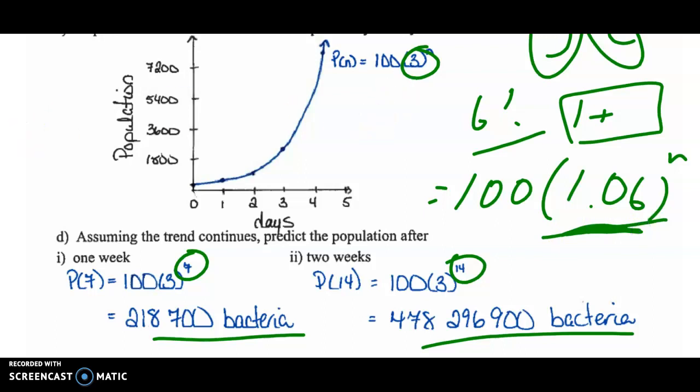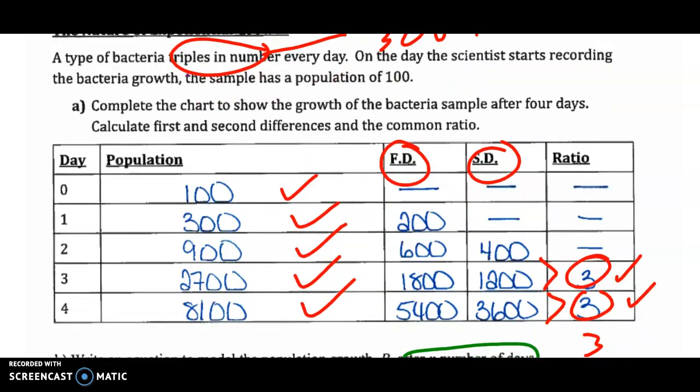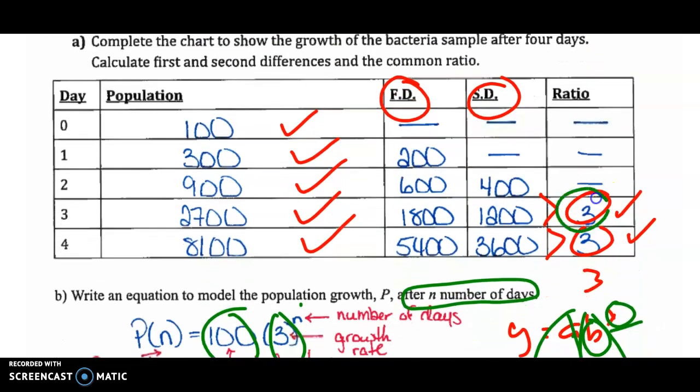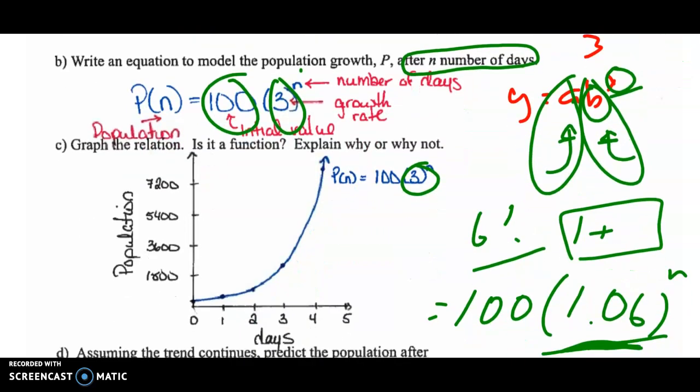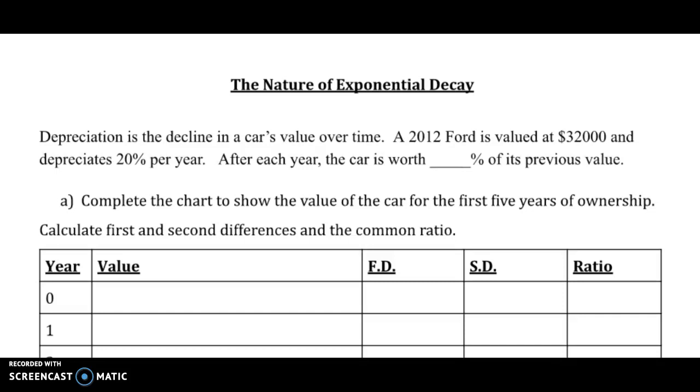Where you'd see that in a table is if you got this to be 1.06. So that is growth. It's growing because the b, or the multiple, is bigger than 1. If it was less than 1, then it would decay.